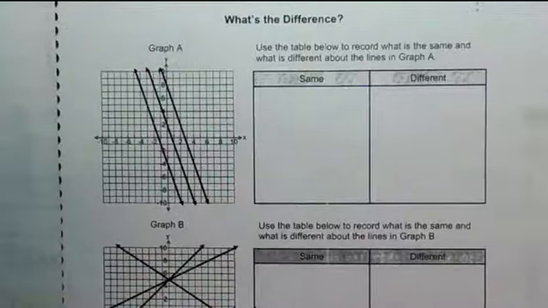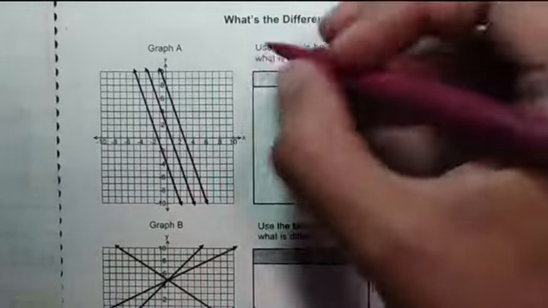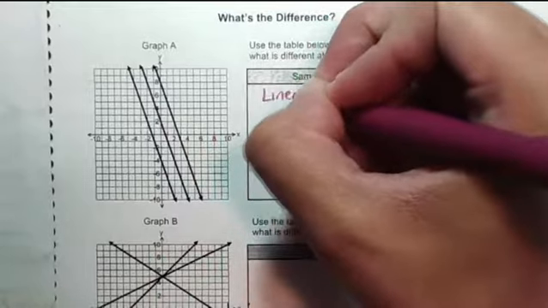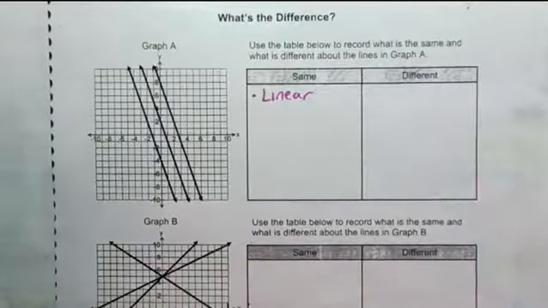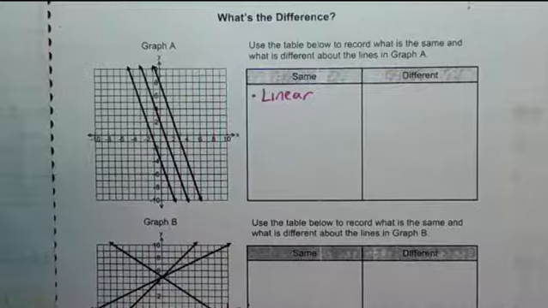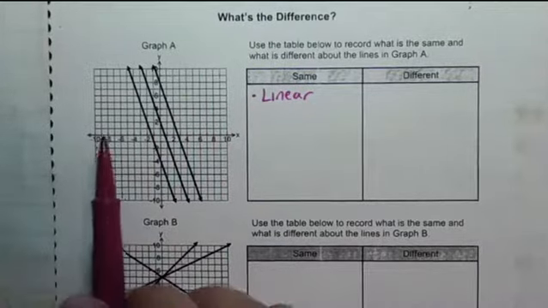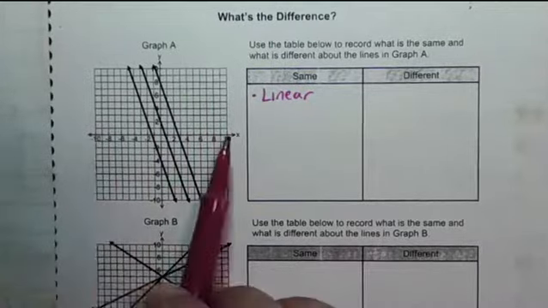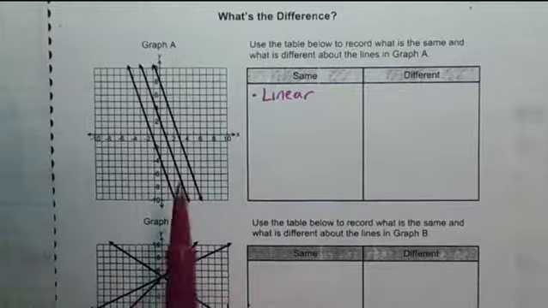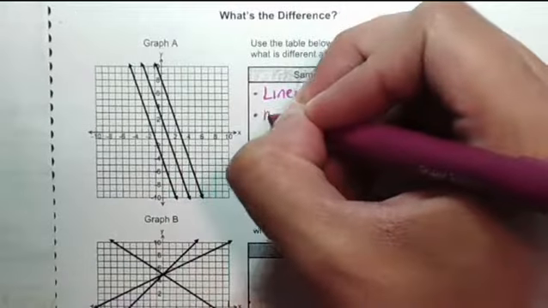So one of the first things I looked for in graph A is I know that these are linear, so it looks like all the lines are linear, so I'm going to put that down for the same. They all make straight lines. Another thing that I notice that is the same is that if I read it from left to right, what direction are these lines going? They're going down from left to right, so that means that it's a negative slope.